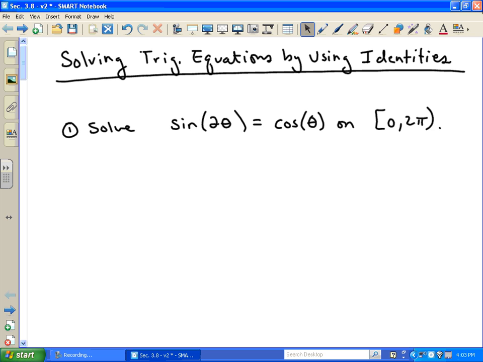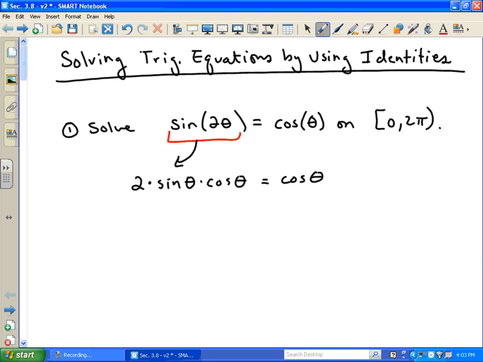The first thing we're going to do is notice that the left-hand side that involves the double angle can be rewritten using an identity that we've learned from an earlier lesson. Sine of 2 theta using an identity is equal to 2 times sine of theta times cosine of theta. So we're going to substitute that expression for the sine of 2 theta. Okay, that's still equal to cosine of theta on the right.